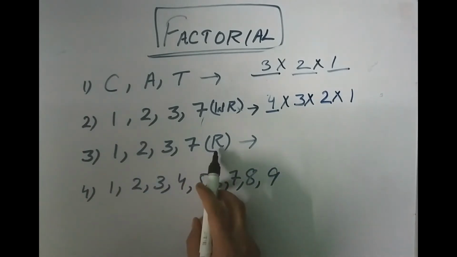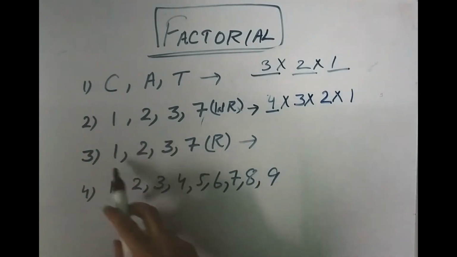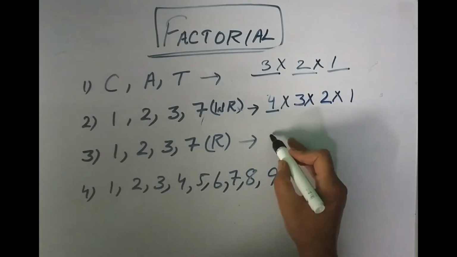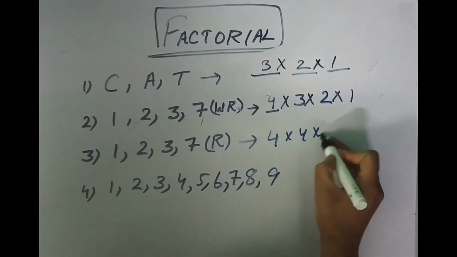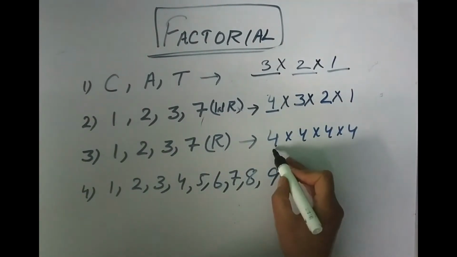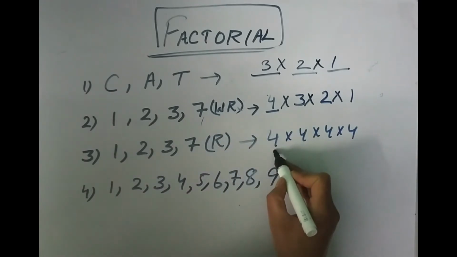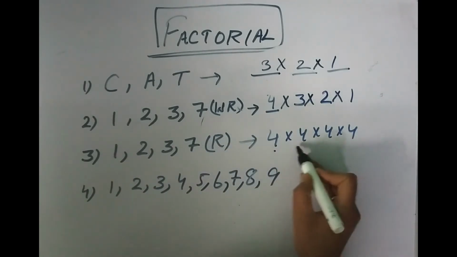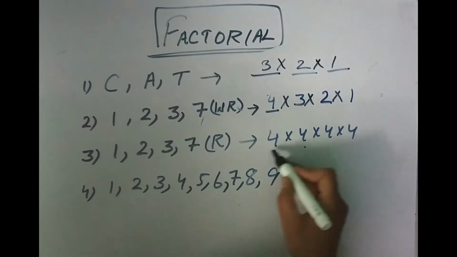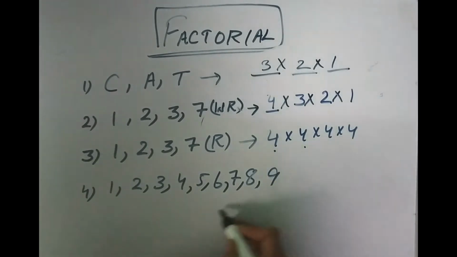If the repetition is allowed, how many 4-digit numbers can be made out of this? This is 4 into 4 into 4 into 4, because this place can take the values 1, 2, 3, 7, this also, this also, this also. So the possible ways we get by multiplying them.